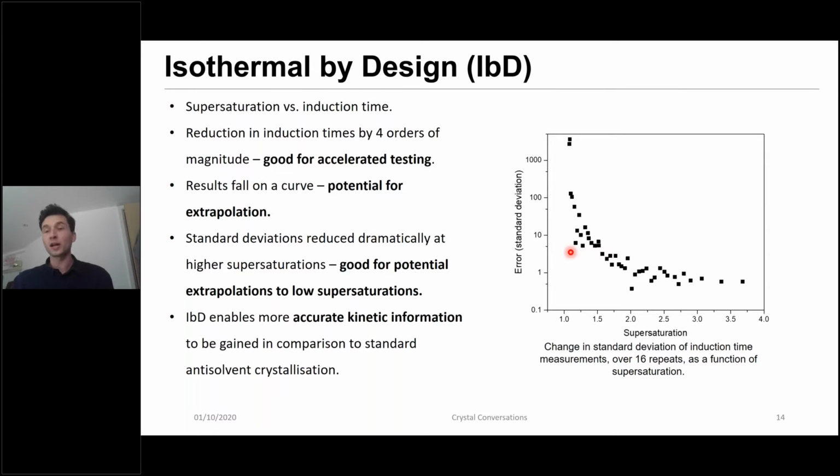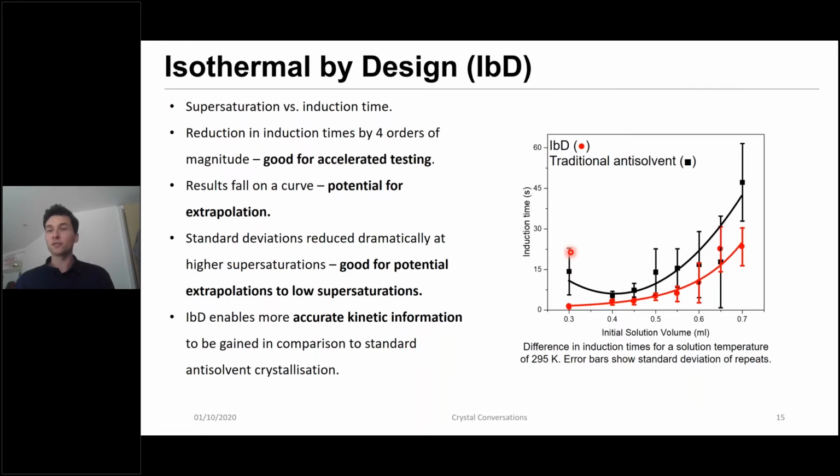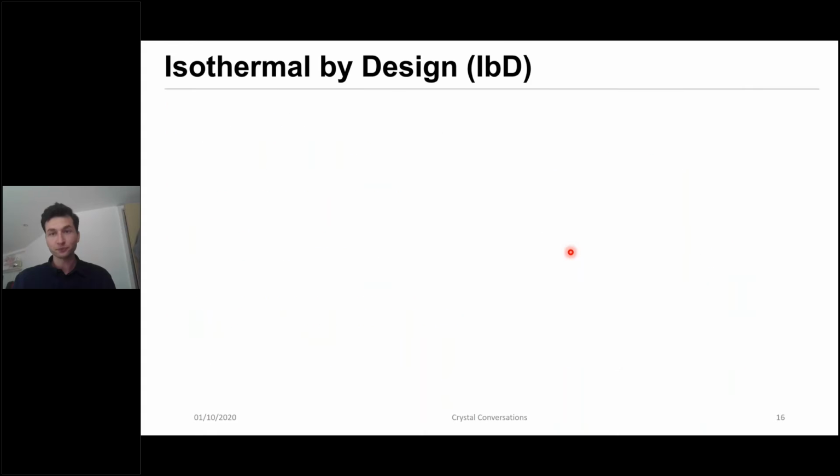We also can get more accurate kinetic information by this method than by using an anti-solvent method that doesn't take into account this enthalpy of mixing. So if you look at the figure here, the red data is from isothermal by design, the black is from a traditional anti-solvent method that doesn't take into account enthalpy of mixing. And you can see for the exact same system, we get different data. This is to do with this temperature effect. And what you'll also notice, the IBD results have much lower standard deviations, again, because we're more controlled in the system. Realistically, what this means is we're getting more accurate data from isothermal by design than if we didn't take into account this enthalpy of mixing.